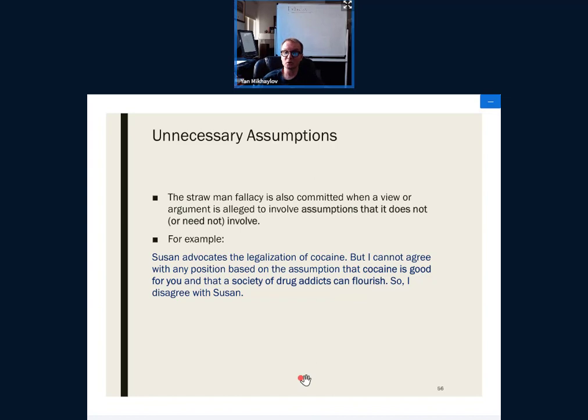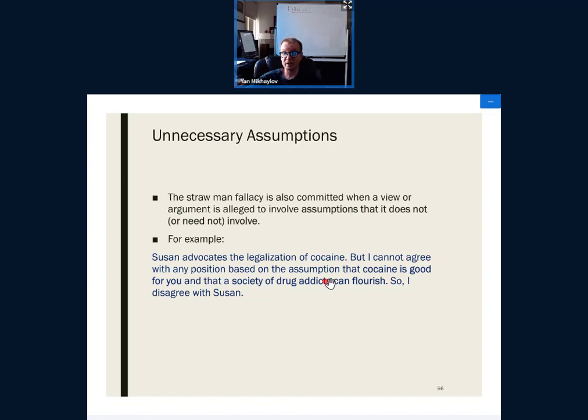In some cases, you can also see a slight variety, when some sort of unnecessary assumption has been made in order to distort the argument, such as this. Susan advocates for legalization of cocaine, but I cannot agree with any position based on the assumption that cocaine is good for you and that a society of drug addicts can flourish. So I disagree with Susan. Now, what is the assumption here? He's clearly making an assumption that since she advocates legalization of cocaine, she thinks that cocaine is good for you.